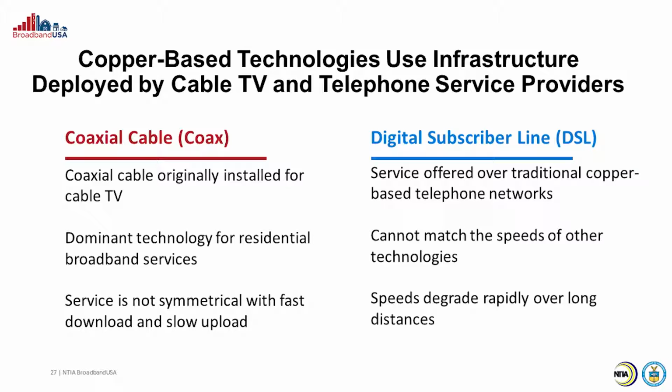It's currently the dominant technology for residential broadband services, and it's typically not symmetrical, meaning it's not both fast download and fast upload speeds, but typically fast download and slow upload speeds, and we'll give you some examples of that in other modules. For DSLs, the service is offered over the traditional copper telephone-based network.